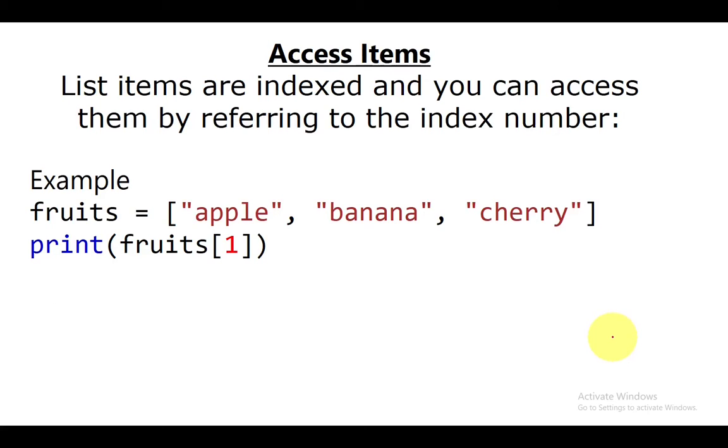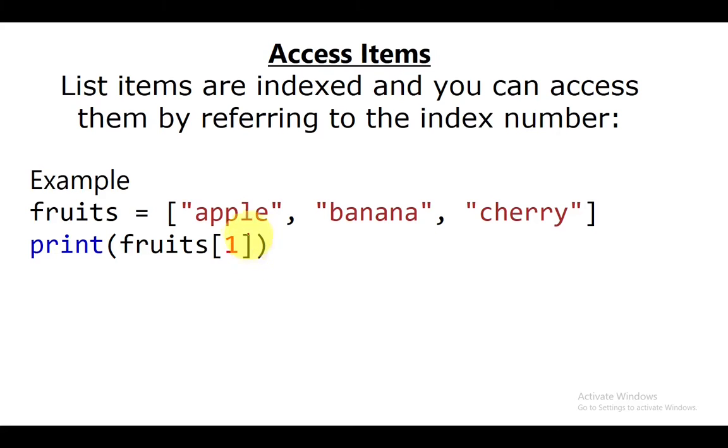Accessing items. Imagine if you just want to retrieve one value out of a variable. I want a particular item like apple. How can you just print out apple alone? Very simple. Use the brackets plus the index number.